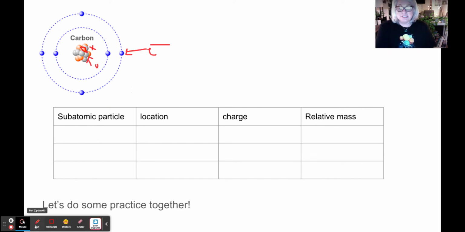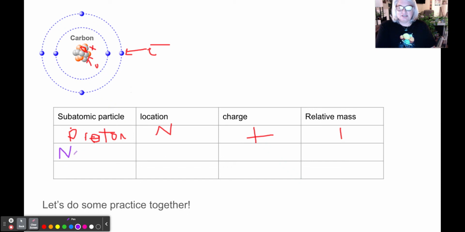Okay, so hopefully you did that. Let's go ahead and put the answer. So here is proton. Oh, this is really hard. Sorry, guys. It's really hard to write with this pen. Proton. So these are found in the nucleus. The charge is positive and the relative mass is 1. Hopefully you got that. Then we have our neutron. I'm just going to put NEU, neutron. That's also found in the nucleus. It has no charge, so it's neutral, and its relative mass is 1.